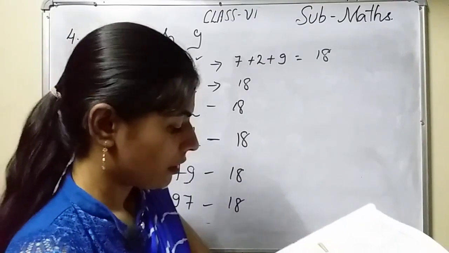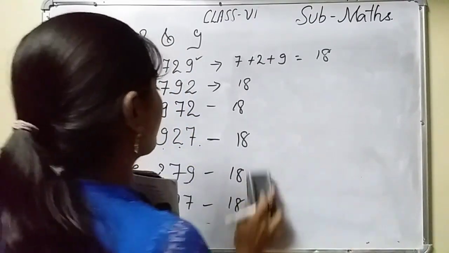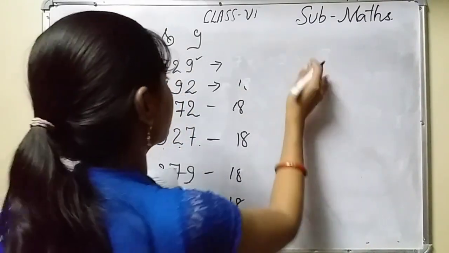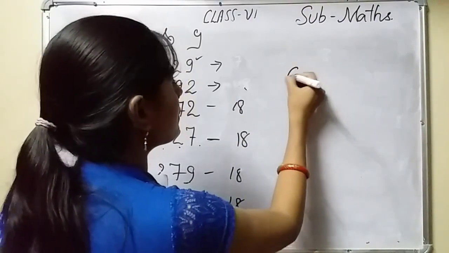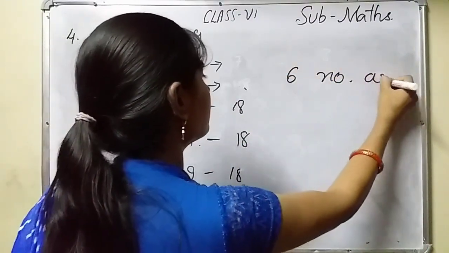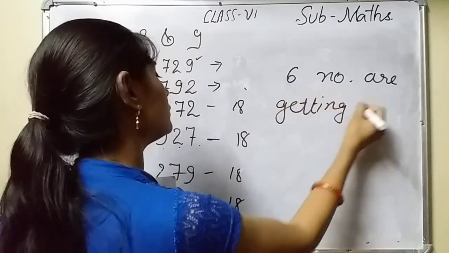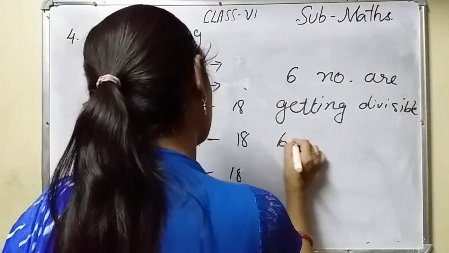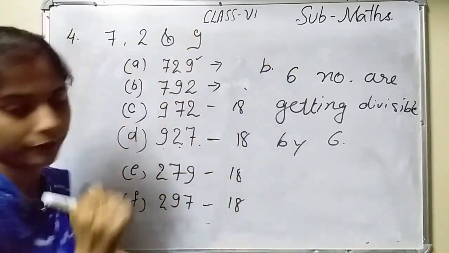So how many of the numbers formed in A are divisible by 3? All 6 numbers are divisible by 3. So 6 numbers are divisible by 3. Okay, it is your B answer.